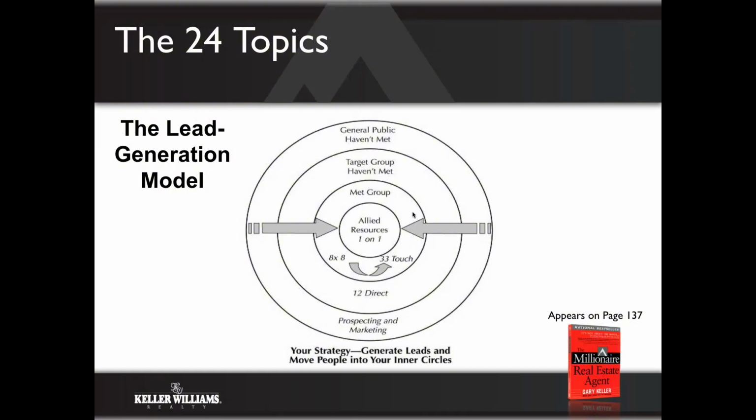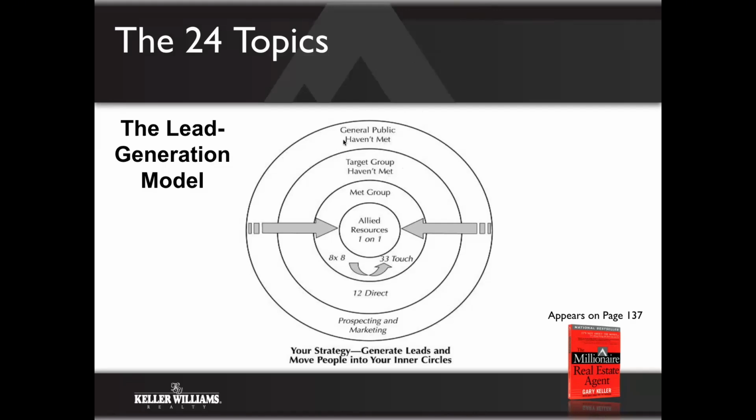So that's how we want to think about the way we run our database, right? You must be very clear who they are at what point in time. Now, the thing is this: how do you then follow up or communicate with them systematically? How do you do that, right? So the goal is how can you bring people from the general public into your target group, into your met group, and eventually into the allied resources. That's what we are teaching today, the lead generation model.